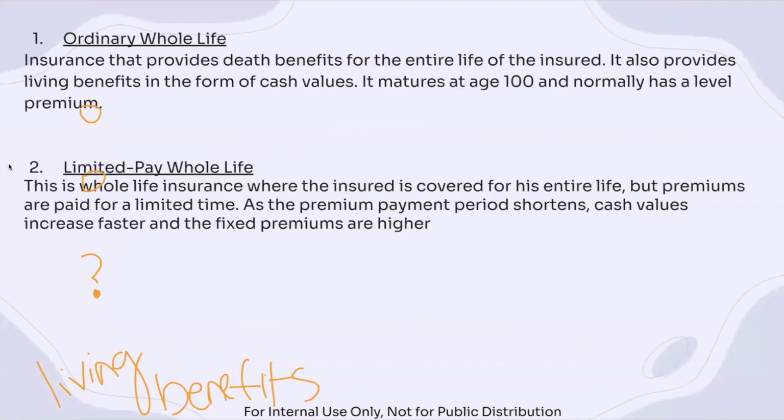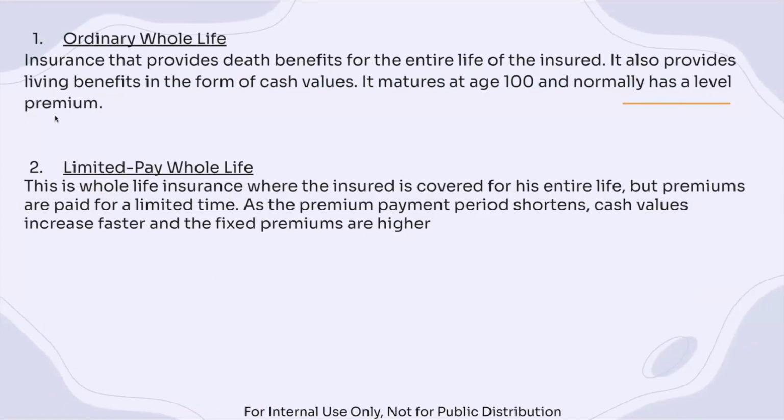So when we take a look at traditional whole life, we first want to look at our ordinary whole life policy. With our ordinary whole life policy, these provide death benefits for the entire life of the insured. It also provides living benefits in the form of cash values, and it matures at age 100. Something else is that it also has a level premium.